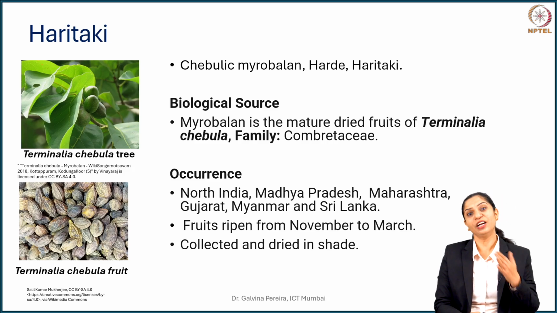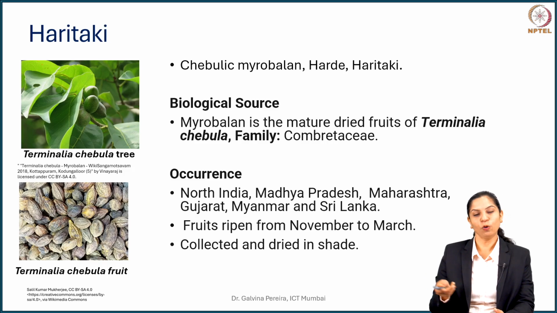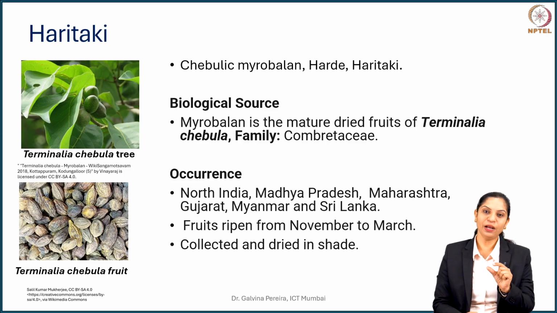Now this is a plant which is commonly found in your North India, Madhya Pradesh, and also cultivated nowadays in Maharashtra and Gujarat. It's also found in Myanmar and Sri Lanka. Usually post monsoon you will see that these plants develop little fruits, and depending upon that you have the tiny versions, we call it as Balharidra, as well as the bigger versions.